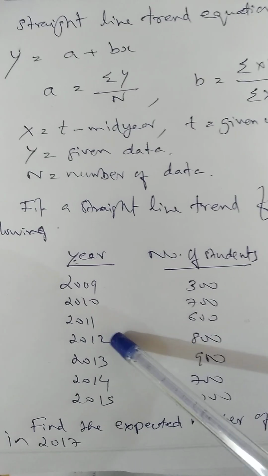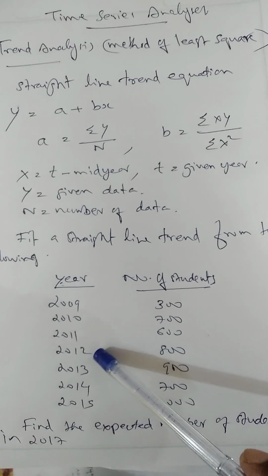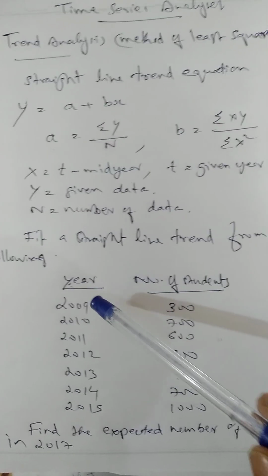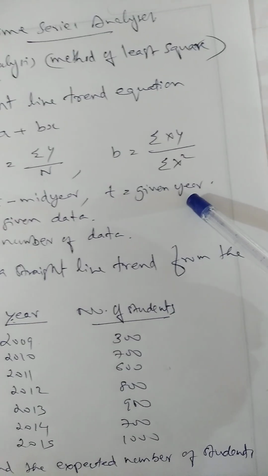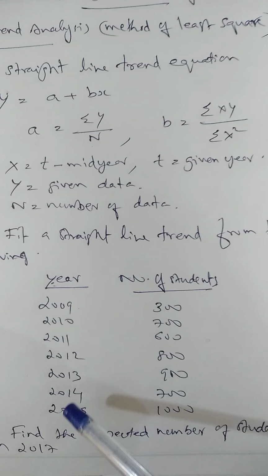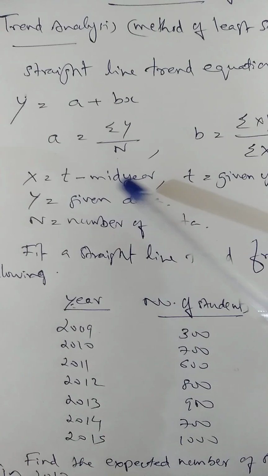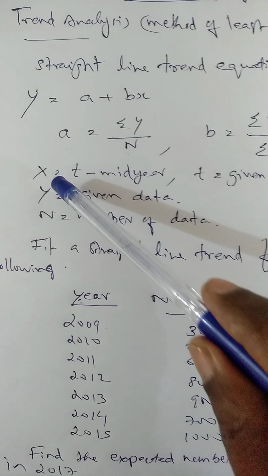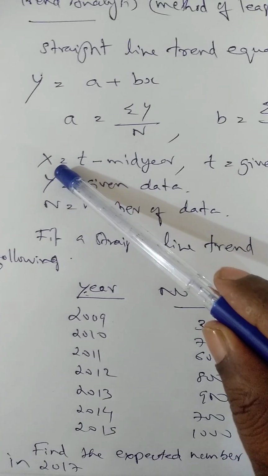We have to take the mid-year and deduct this mid-year from each time value or each year. T is the given year, and we have to deduct the mid-year from each t. That is what is called x.